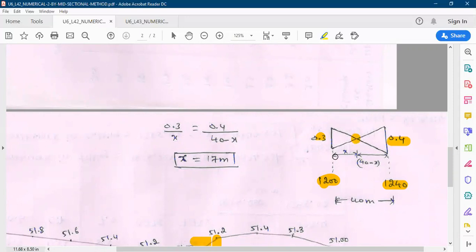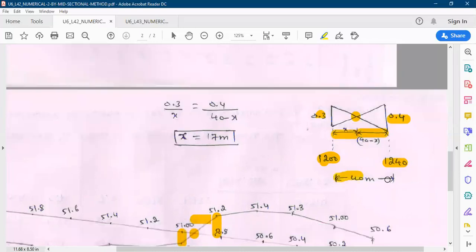So before it comes to 0, how much is the X distance which is coming in filling, and after it becomes 0, how much is the portion which is coming in cutting between these two stations, 1200 and 1240, right? Out of this 40-meter length interval, some of the portion is coming in filling, some is coming in cutting. How much length is coming in filling and how much in cutting has to be calculated using the similar triangle technique.